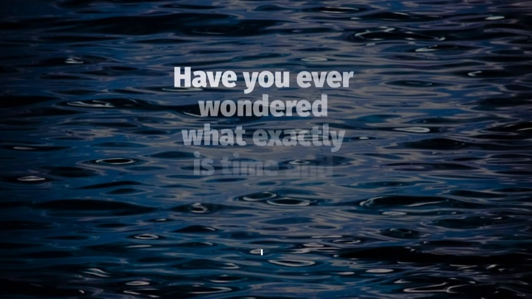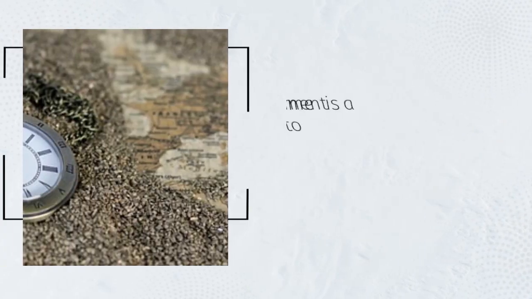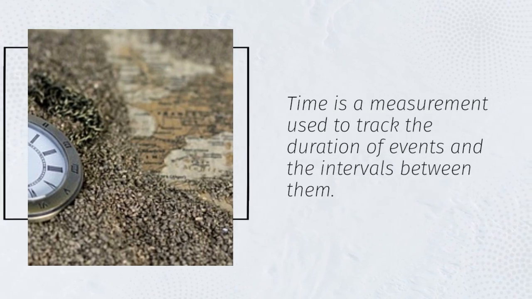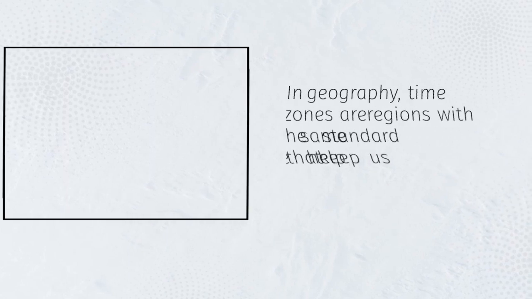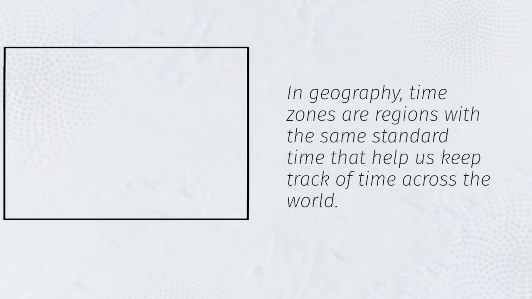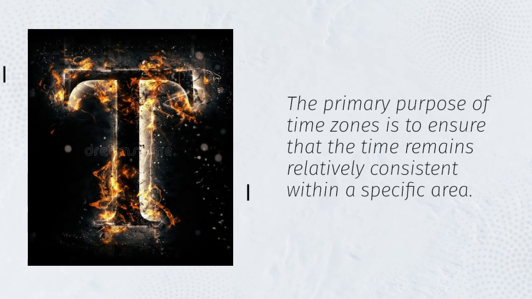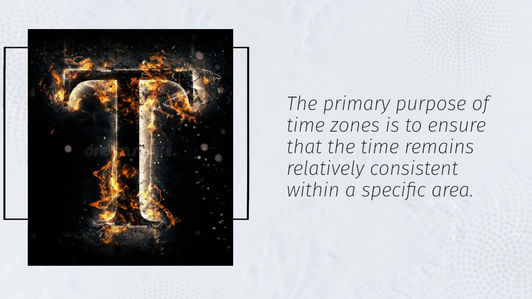Have you ever wondered what exactly is time and why we have time zones? Time is a measurement used to track the duration of events and the intervals between them. In geography, time zones are regions with the same standard time that help us keep track of time across the world. The primary purpose of time zones is to ensure that the time remains relatively consistent within a specific area.